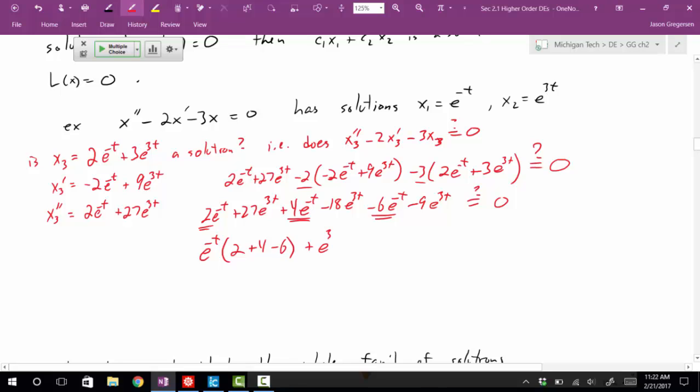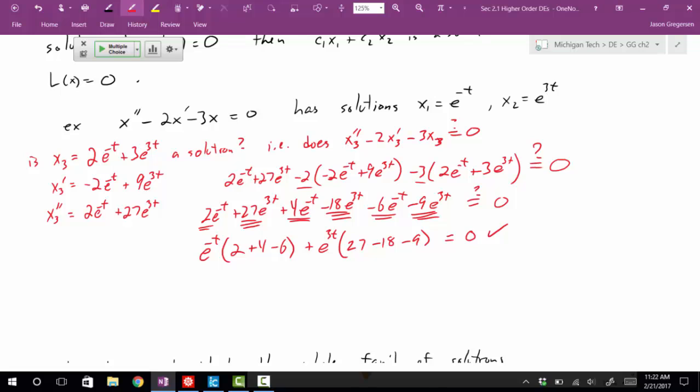And then I'll gather up all my e to the 3t pieces. Looks like I got 27 there. I got negative 18 here, negative 9 there. Looks like it is equal to 0, right? Yay! Right.